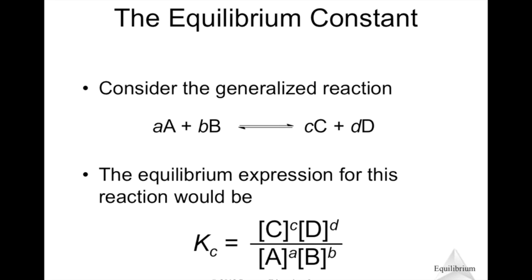So in a generalized reaction, aA plus bB, and so on, the overall equilibrium expression would become this. So your products go up on top, raised to their stoichiometric coefficients, and same thing for the reactants would then be on the bottom. So that's your generalized form: products on top, reactants on the bottom.